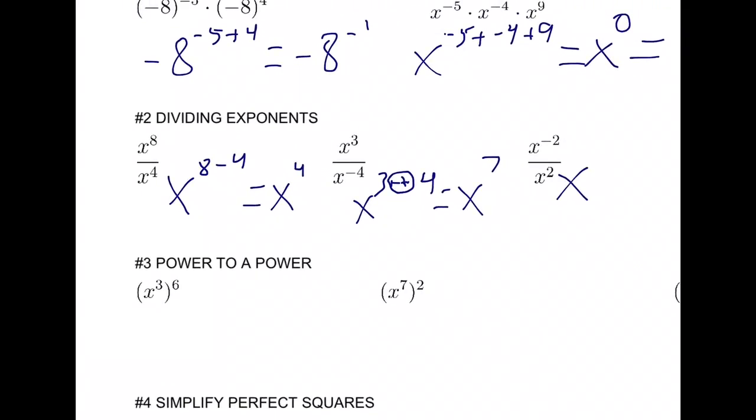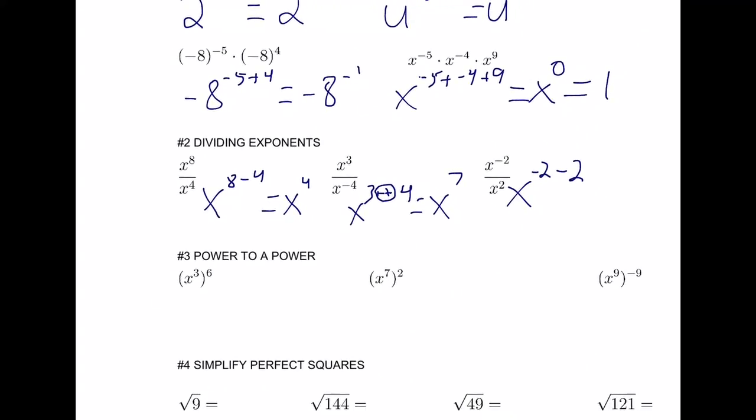Finally, we have x to the negative 2 minus 2, which brings it further negative to x to the negative 4th.